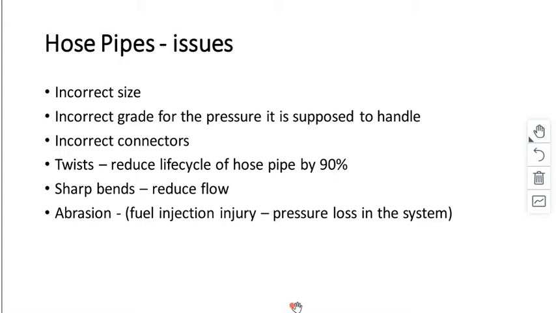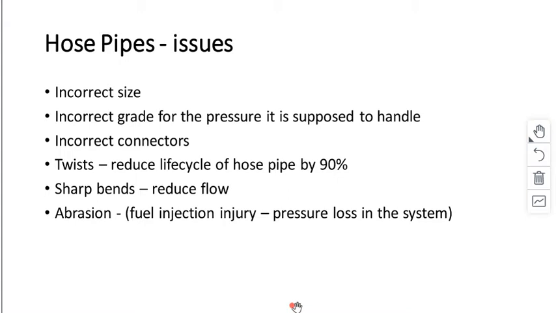Next one is incorrect connectors. If you have incorrect connectors, they're pretty much all standardized. The good chance is they just won't work. You won't be able to connect them. So you have to make sure, obviously, you get the pipes with the correct connectors. We talked about twists, which reduce the life cycle by about 90%. Sharp bends, which reduce the flow and also the life cycle.